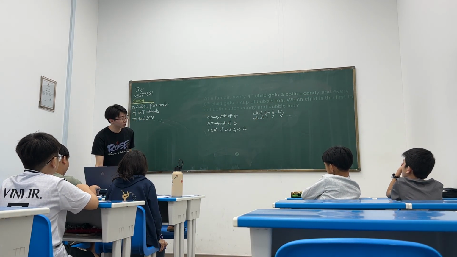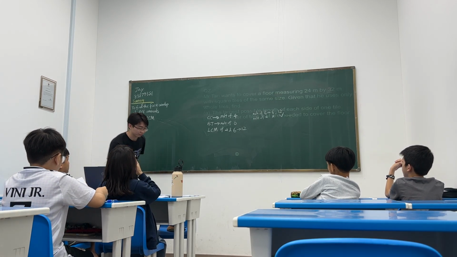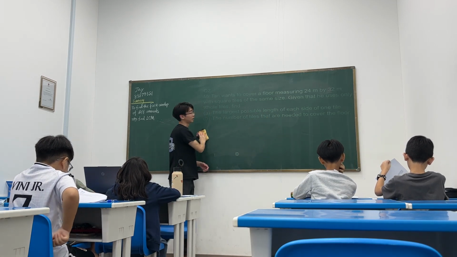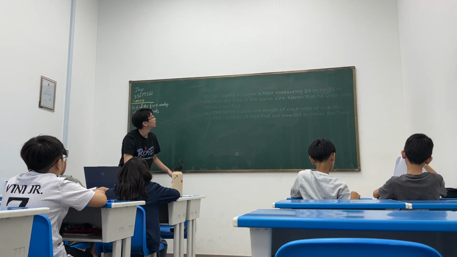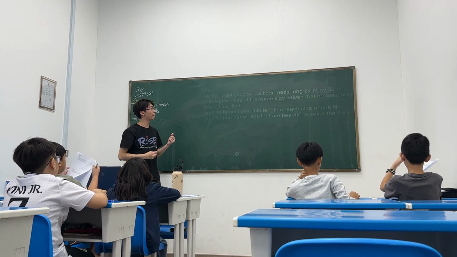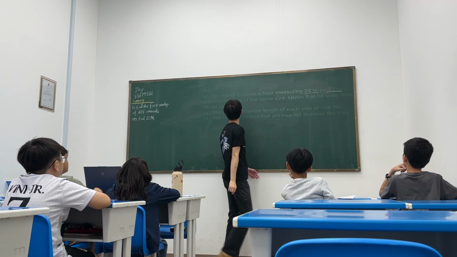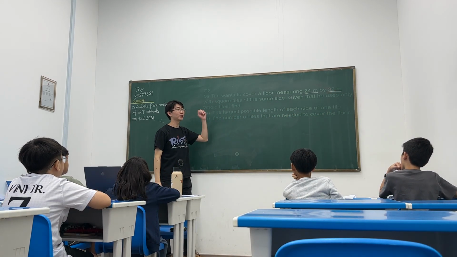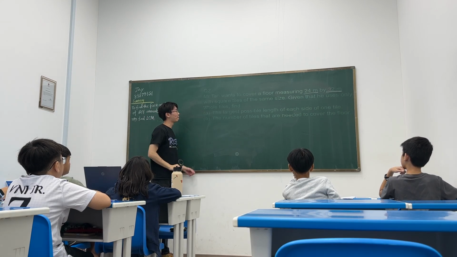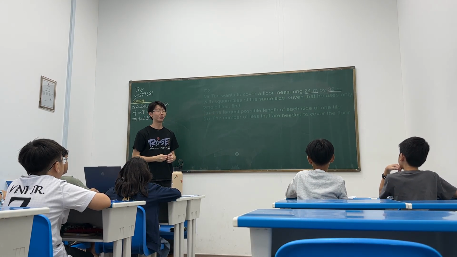Now let's take a look at another question here. Okay. Now let's read the question together first. Mr. Tan wants to cover a floor measuring 24 meters by 32 meters with square tiles of the same size. Given that he uses only whole tiles, find the largest possible length of each side of one tile.